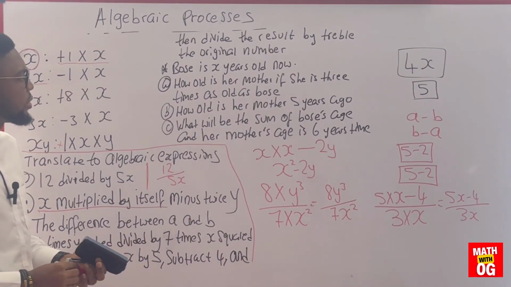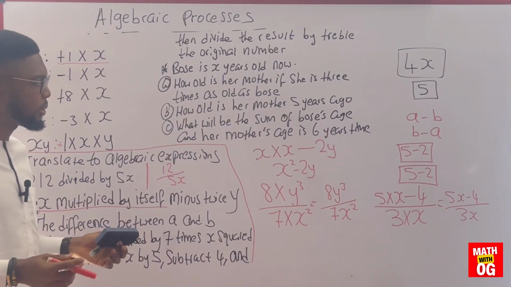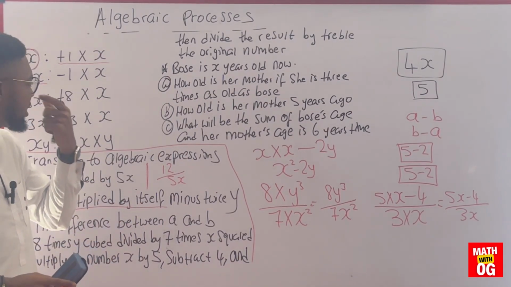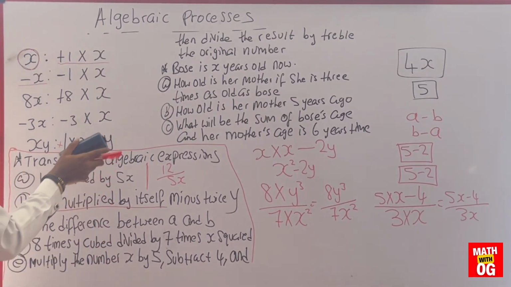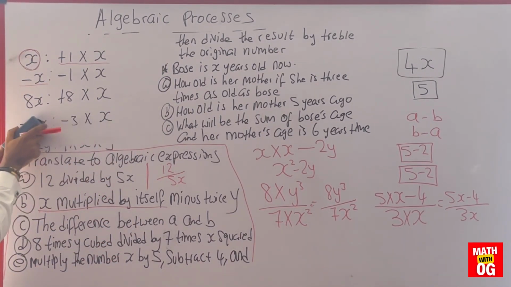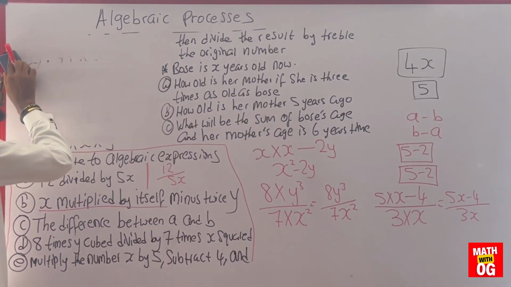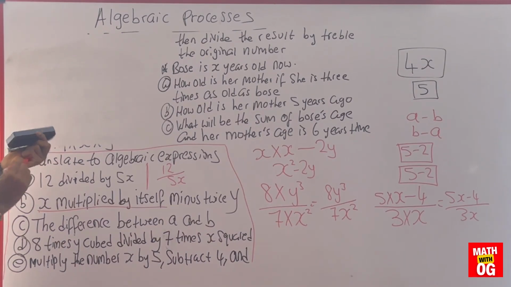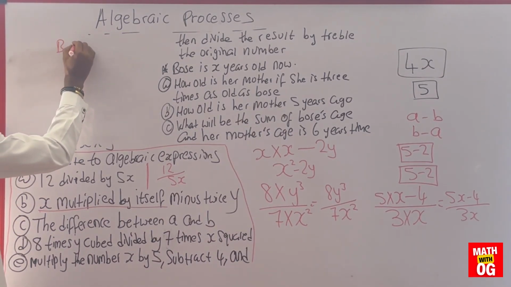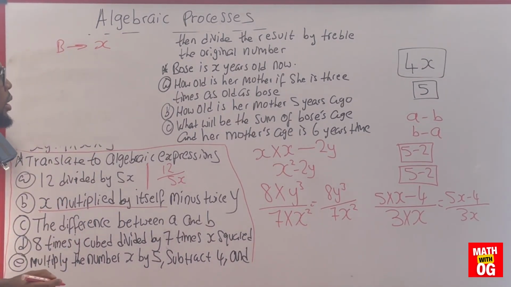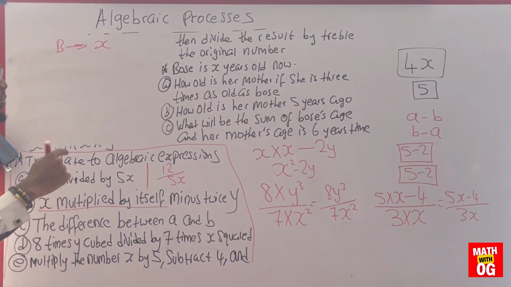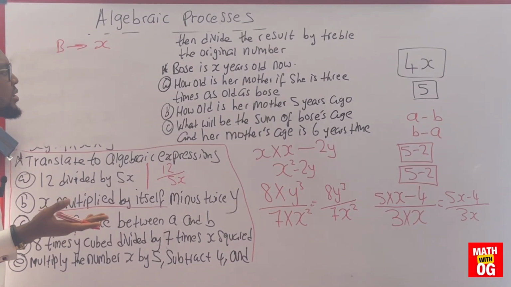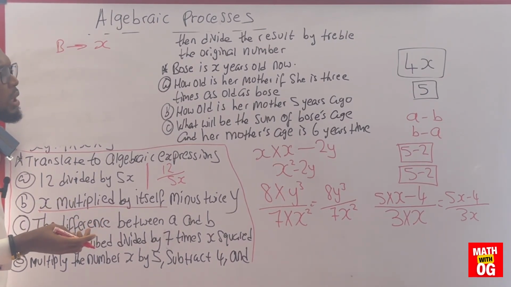Now the very last question, pay attention so that you understand all what we'll be doing here. Bosse is x years old now. So I can say Bosse's age is x. How old is her mother if she is 3 times as old as Bosse?